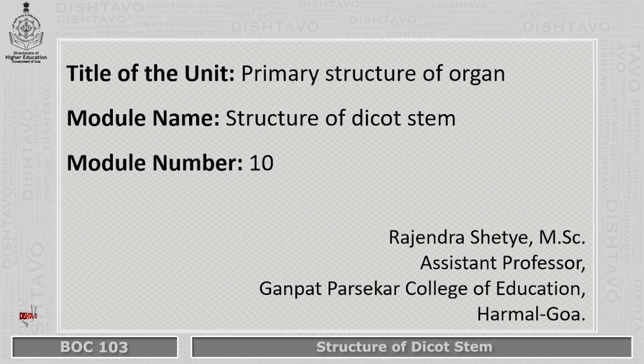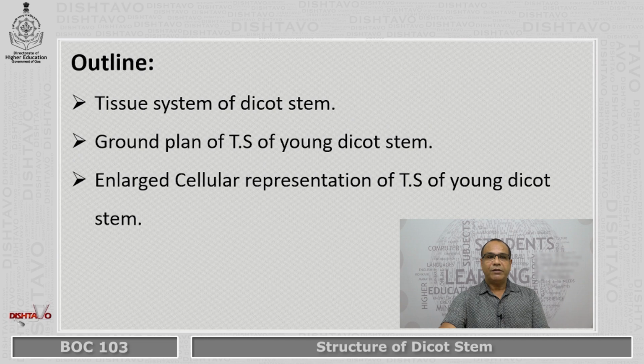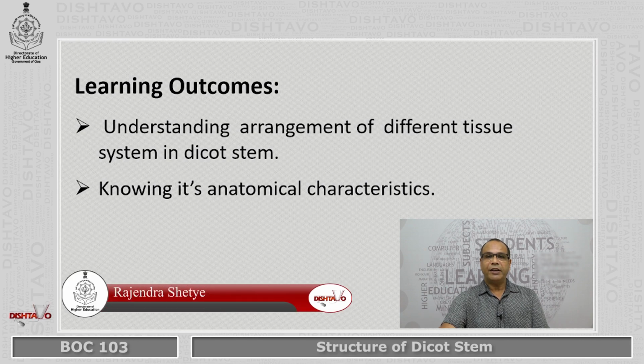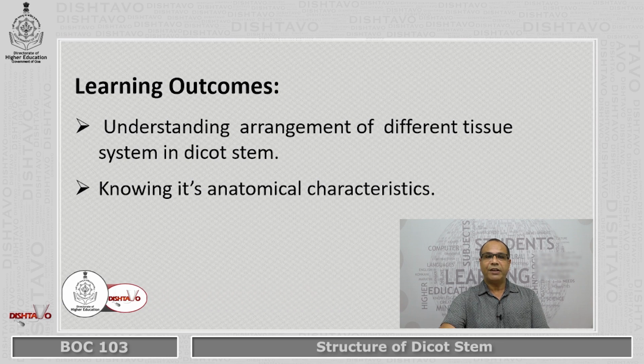Title of today's unit is Primary Structure of Organ and module name is Structure of Dicot Stem. Outline of this module is Tissue System of Dicot Stem, Ground Plane of TS of young dicot stem, enlarged cellular representation of TS of young dicot stem. Learning outcomes. At the end of this module, you are going to understand arrangement of different tissue systems in dicot stem and will understand its anatomical characteristics.